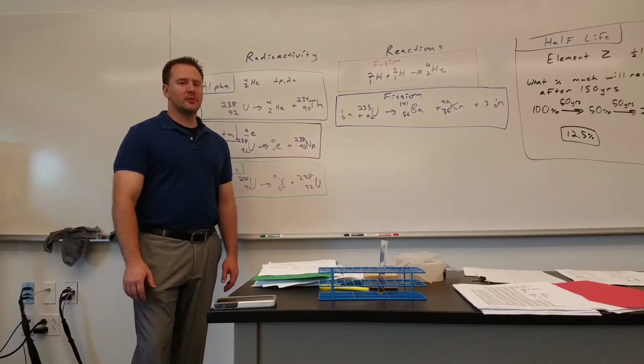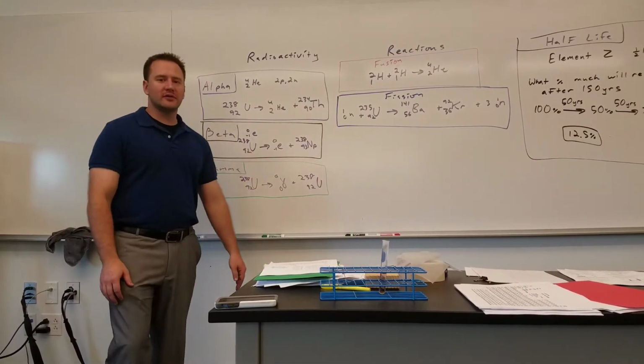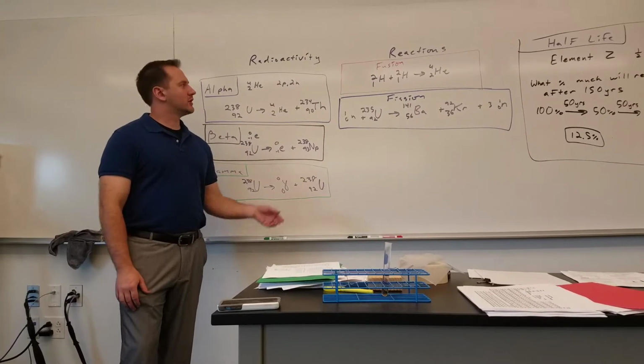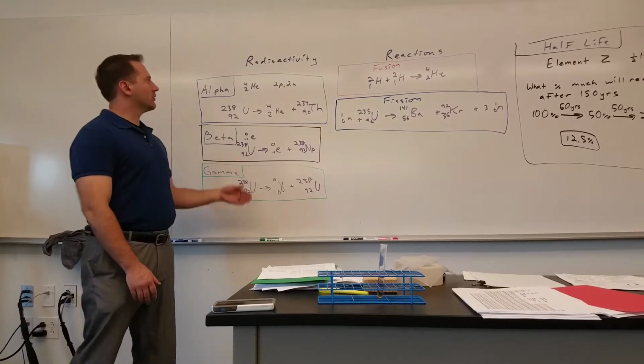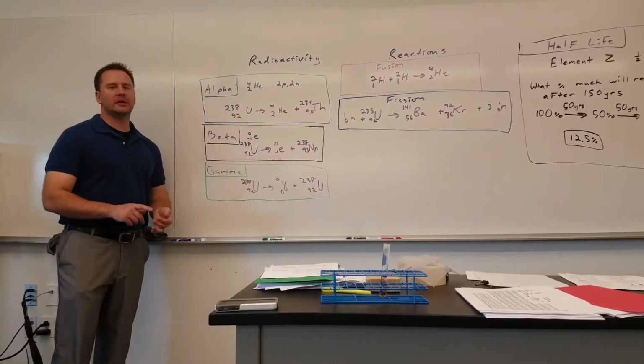In this video, we're going to talk about the three main categories of radioactivity that we have in the nuclear chemistry unit, as well as the two main types of reactions, as well as half-life. So the three main types of radioactivity are alpha, beta, and gamma.